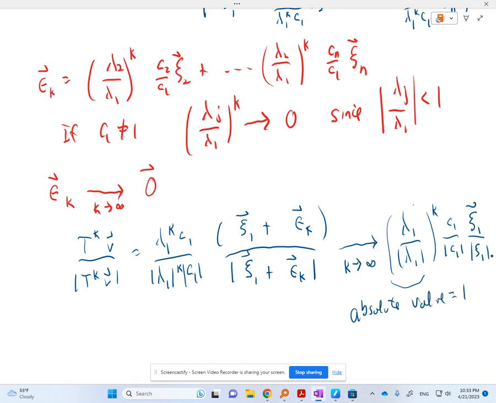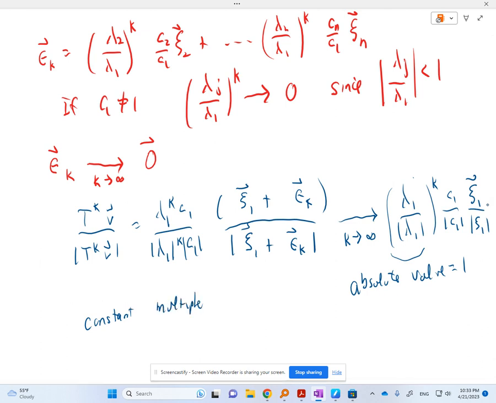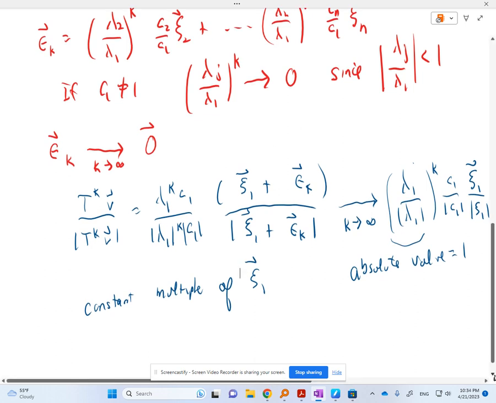Okay. Now, unfortunately, since lambda is complex, this may move around in a circle, but the absolute value is still 1. All of this is a constant multiple of zeta 1. So the result is a constant multiple of zeta 1. Right.